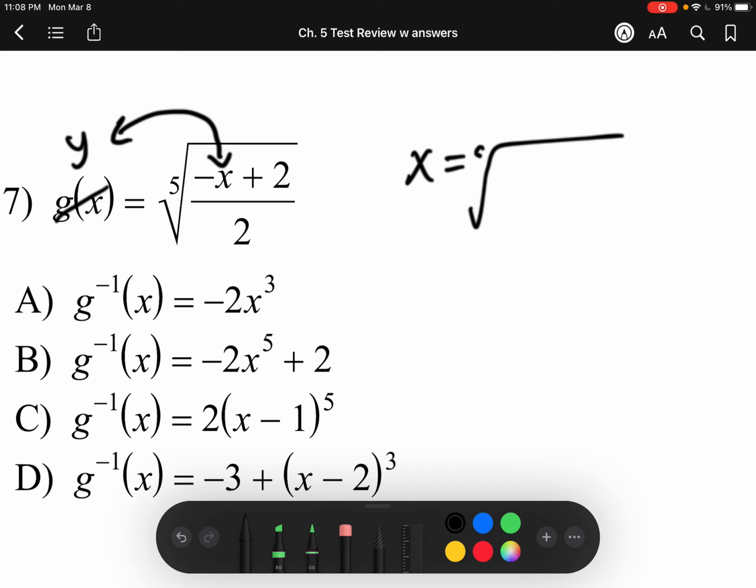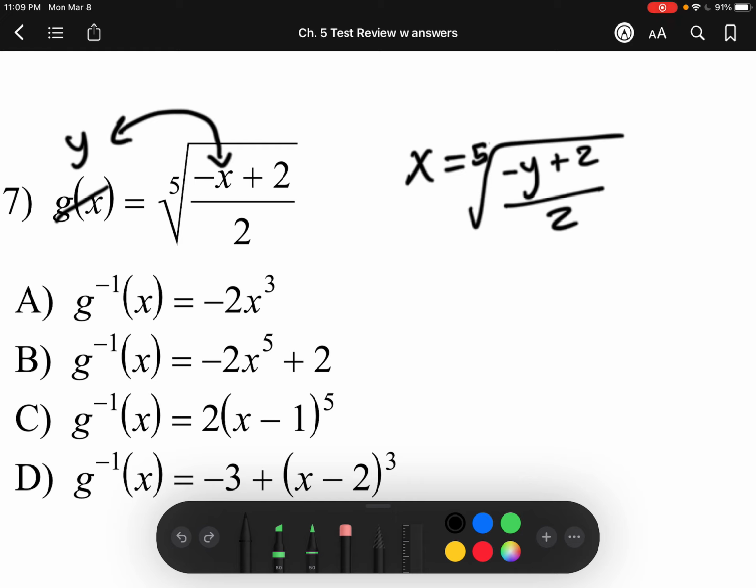So x is equal to the 5th root of negative y plus 2 over 2. Let me write a better 5. So x equals the 5th root of negative y plus 2 over 2. So now we're solving for y. So the first thing we have to do is get rid of this radical, right?